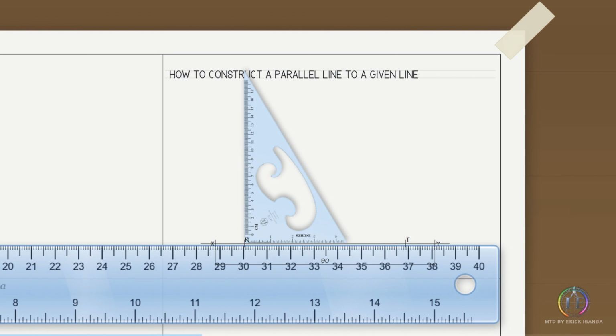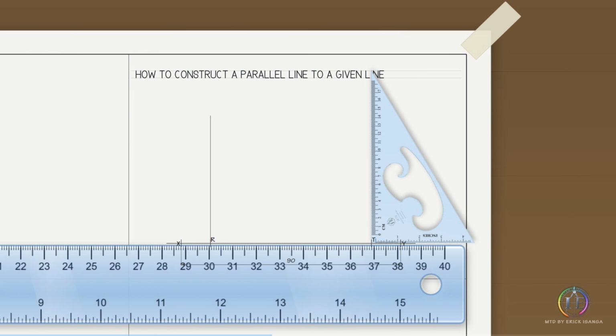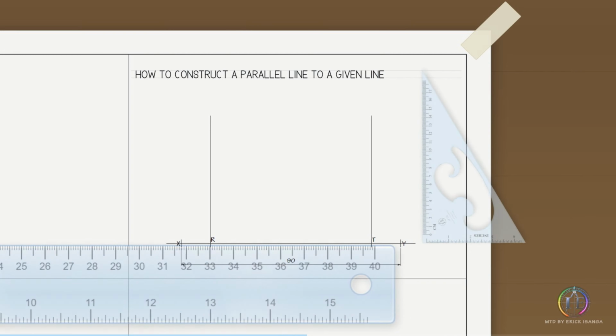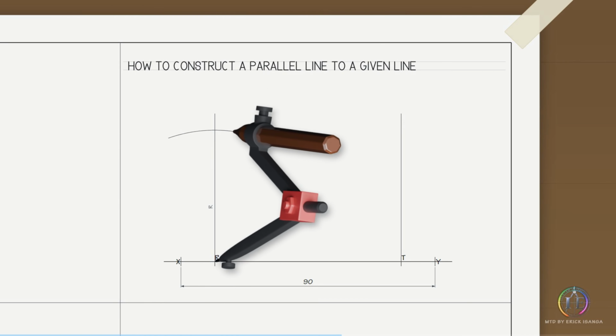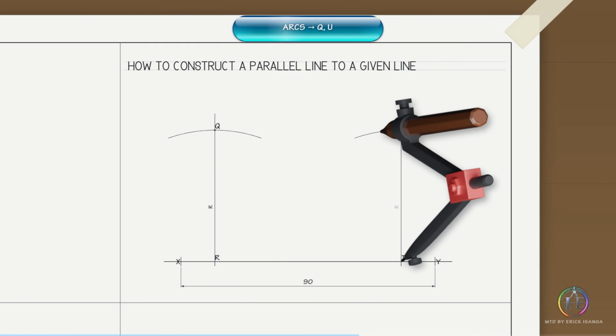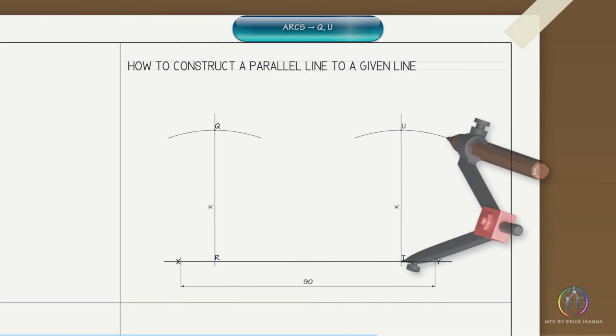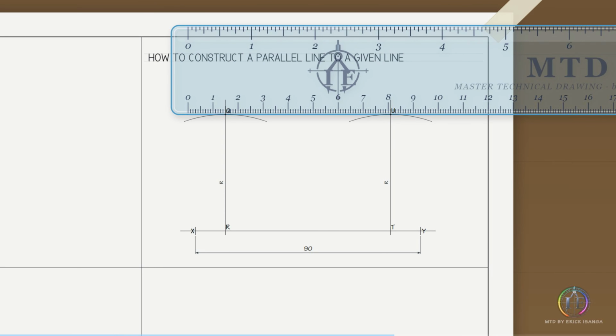With the T-square and the 60-degree set square, draw a perpendicular at R. In the same way, draw a perpendicular at T. With centers R and T and a radius equal to the required distance, draw arcs cutting the perpendiculars at Q and U. Draw a straight line passing through Q and U.